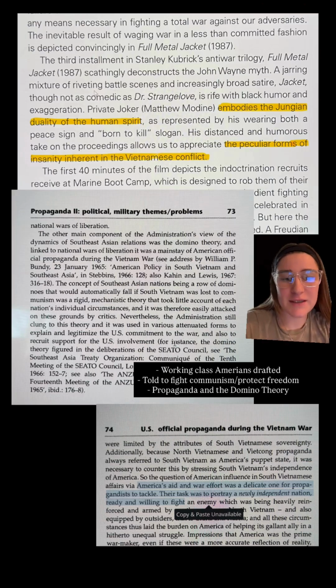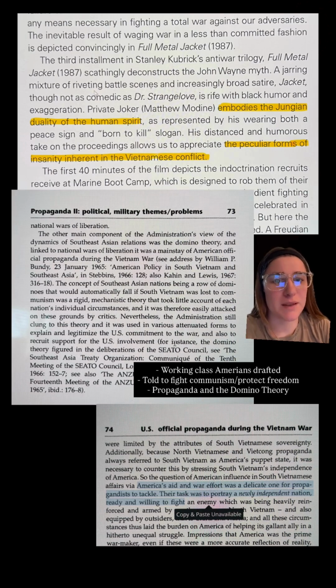Over here we have The Limits of Persuasion by Carolyn Page, and she talks about the domino theory. This was a lot of what people were being told. It says the concept of Southeast Asian nations being a row of dominoes that would automatically fall if South Vietnam was lost to communism, a rigid mechanistic theory that took little account of each nation's individual circumstances, therefore easily attacked on these grounds by critics. But this is what soldiers were being told.